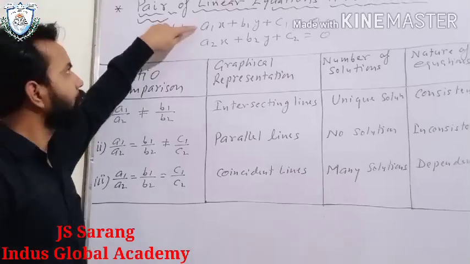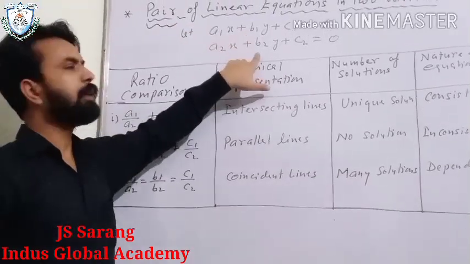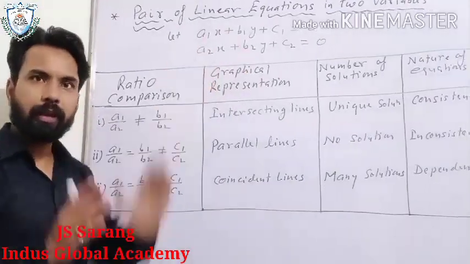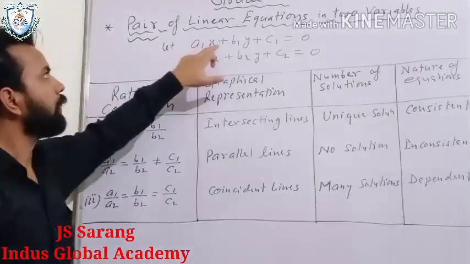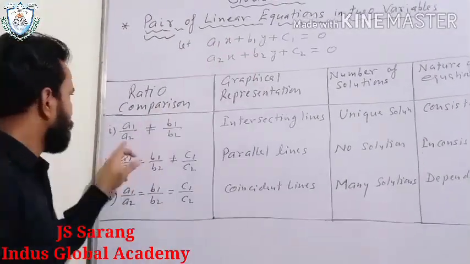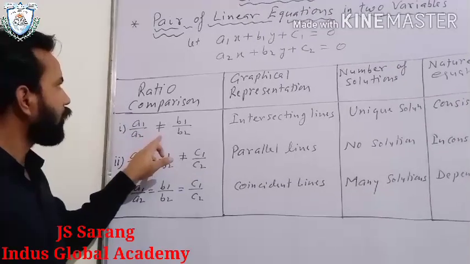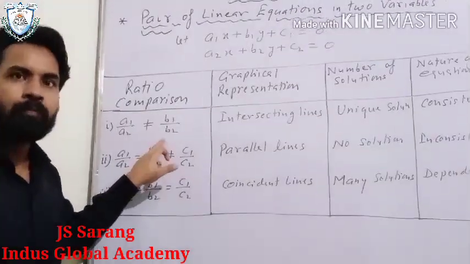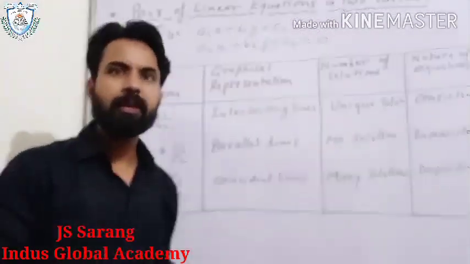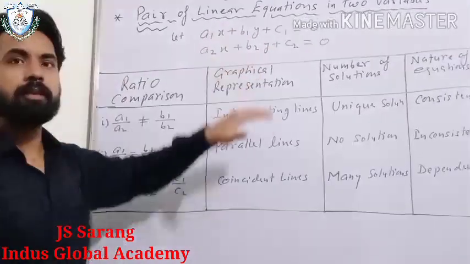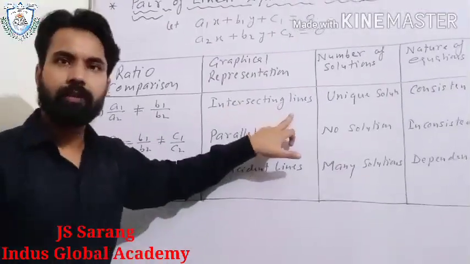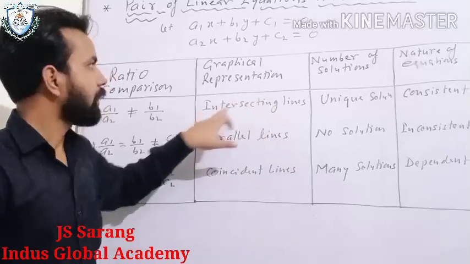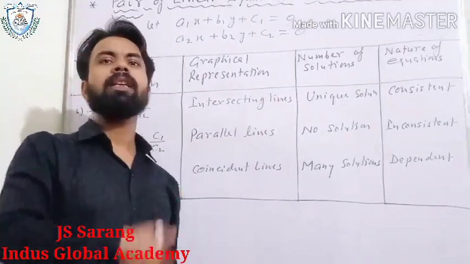If the ratio of a1 upon a2 is not equal to b1 upon b2, then the graphical representation of these lines will be intersecting lines. Which type of lines will be there? Intersecting lines. And how many solutions does it have?